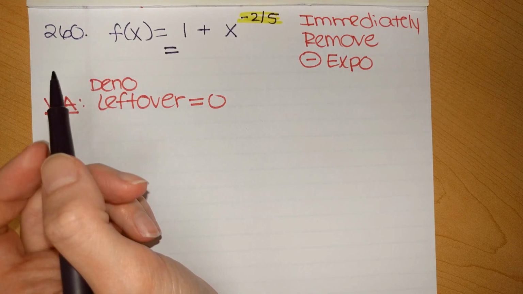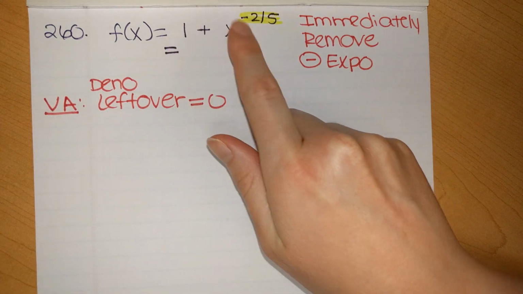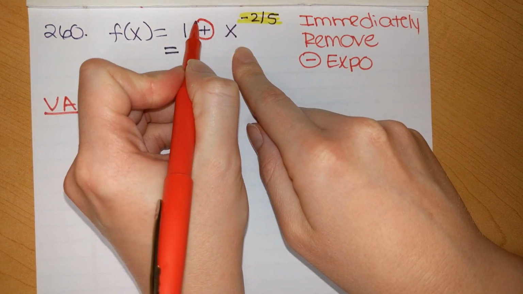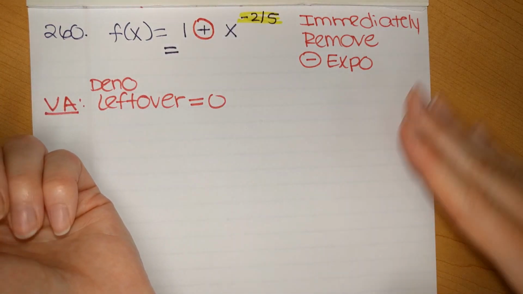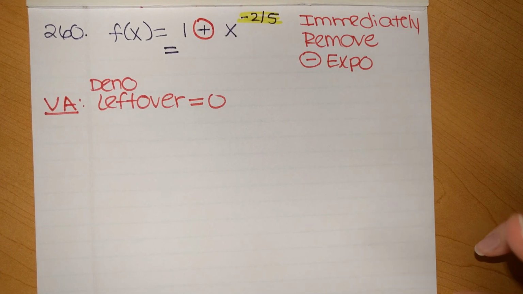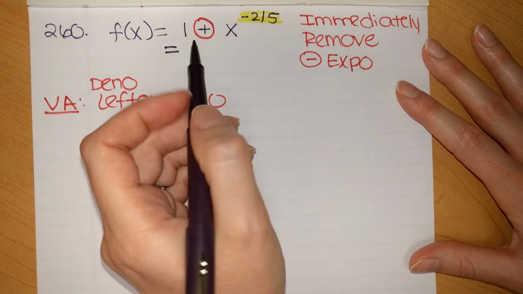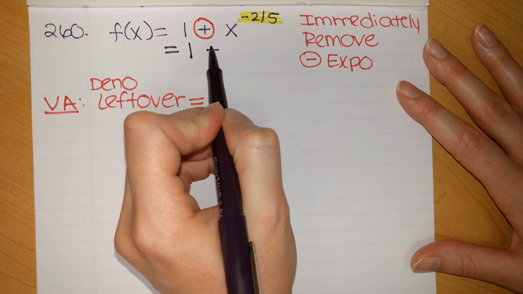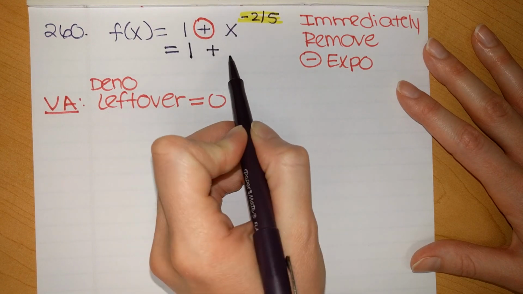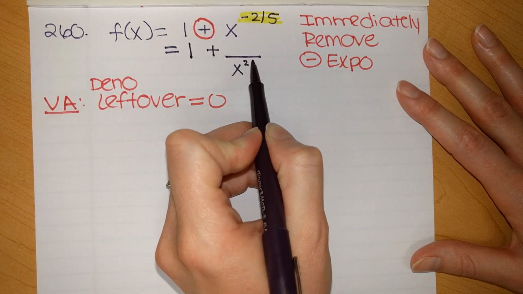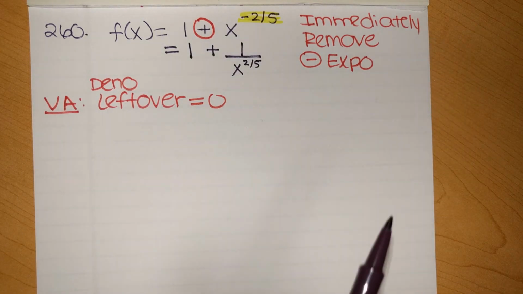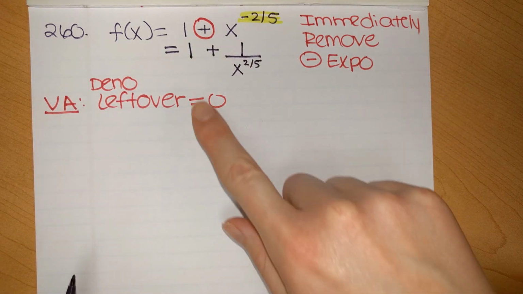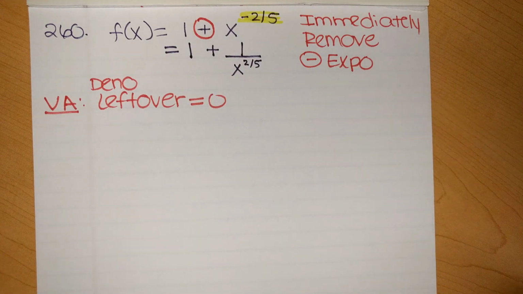Now, when you rewrite it, the first thing to notice here is that you have two terms. Remember, terms are separated by addition and subtraction signs. So when I rewrite this expression, I have to still have two terms in the function definition. So this will be 1 plus, and then the second term, we will put the x to the 2/5 in the denominator, and then we'll have the 1 in the numerator. So that is our expression, that we have f of x is equal to 1 plus 1 over x to the 2/5.